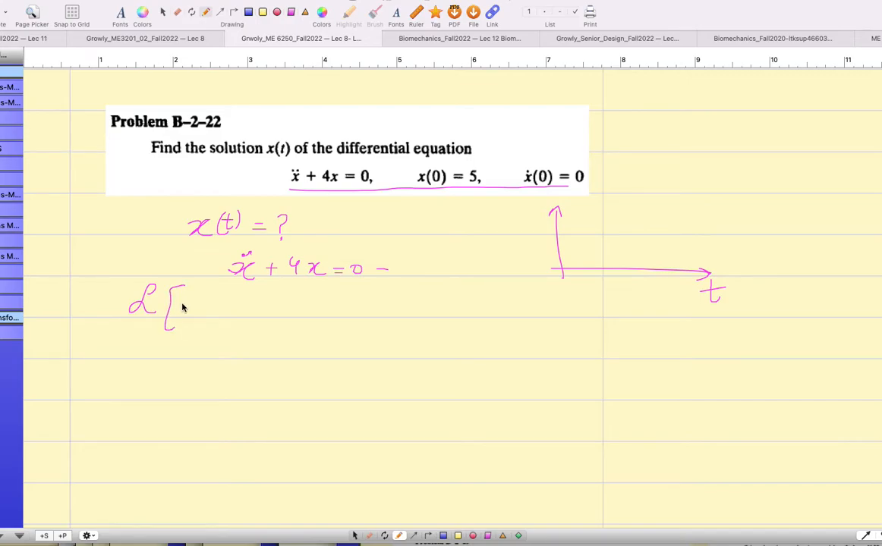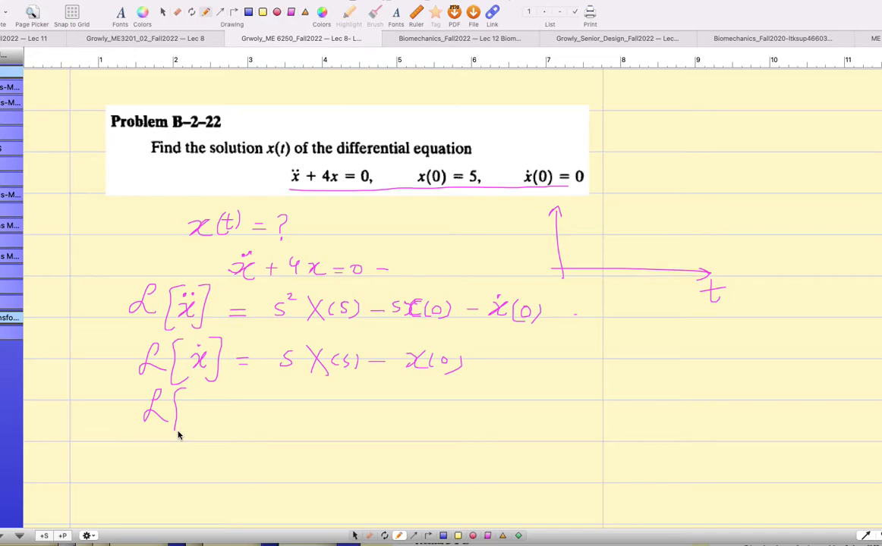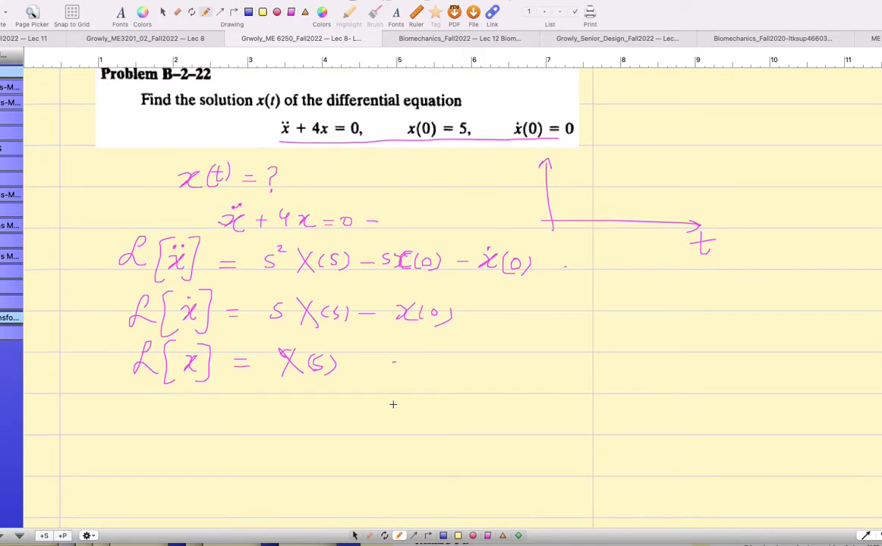So Laplace of the second order derivative is this one. If you take a look, this is in the table: s squared X of s minus s times x of 0 minus x dot of 0. And Laplace of x dot is nothing but s X of s minus x of 0, and Laplace of just the displacement is just X of s. Agreed?